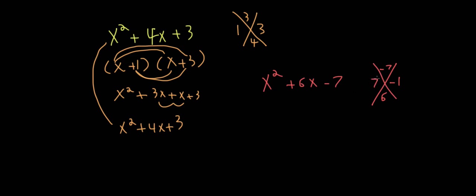So let's go back to it. 7 times negative 1 is negative 7. And then if you add these two, 7 plus negative 1, which is the same thing as 7 minus 1, you get 6. So these two work. So our factors are x plus 7 times x minus 1. And I encourage you to multiply this out to see if you get the same thing here.